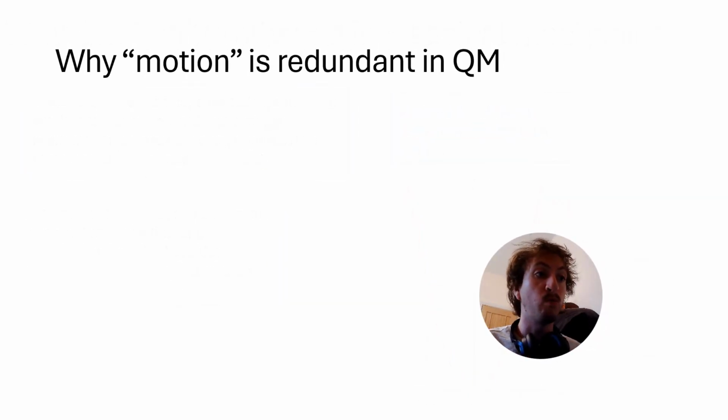Now we've talked about why time dependence may cause a particle to be able to move in classical mechanics. We're going to talk about why the notion of motion is kind of redundant in quantum mechanics. And the reason it's redundant in quantum mechanics is that in quantum mechanics, a wave function is typically spread out across the entire universe. In many ways, it's kind of a field.